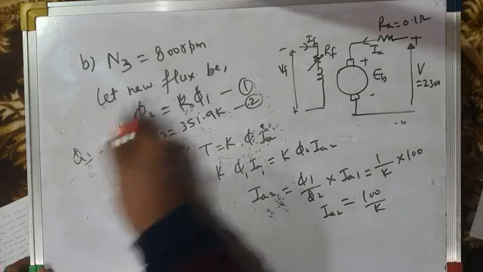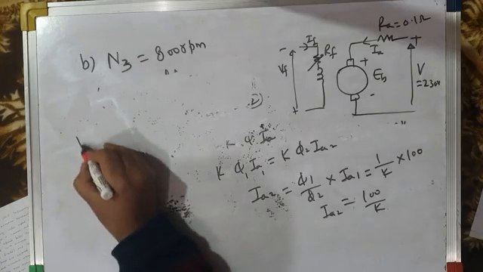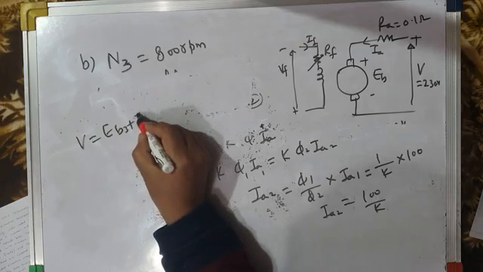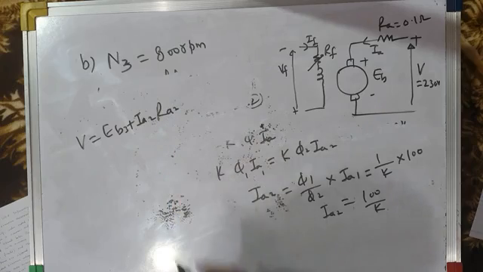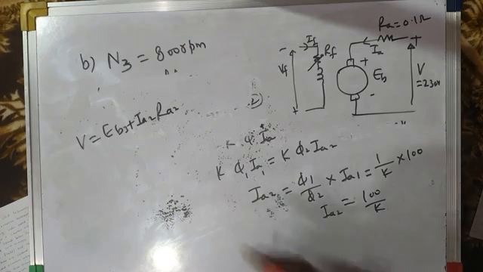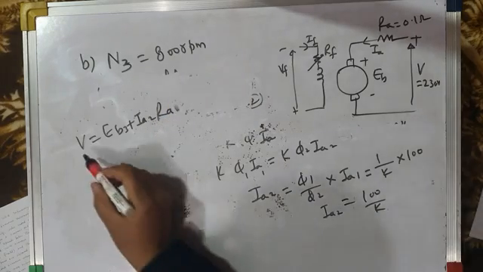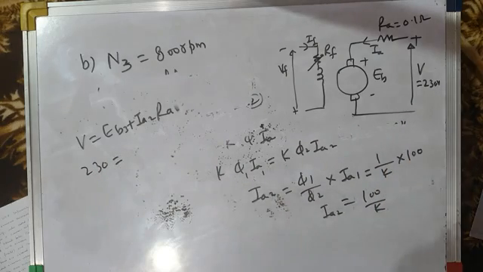Now what is V? What is the applied voltage? Applied voltage should remain constant. V is equal to EB3 plus Ia2 Ra, because armature resistance is also constant. So applied voltage should remain constant. So 230 is equal to EB3.